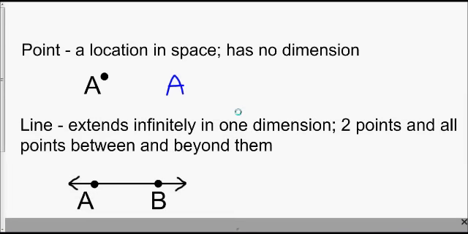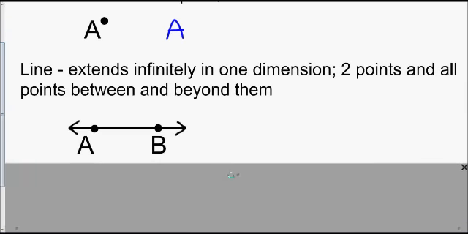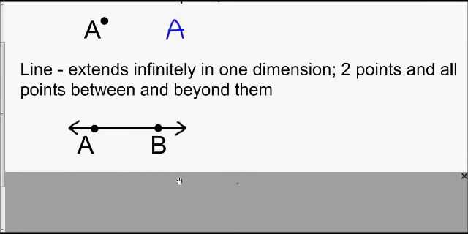Next up we have line. So a line extends infinitely in one dimension. So that would be side to side here. You could have up and down, diagonal, one dimension though. And that is 2 points, such as A and B, and all the points between them and beyond them. These arrows show the beyond. And this is how you would draw a line AB. If you were to write it, you would write AB, capital letters again, because they are points. But then you would draw this line over it with the arrows.